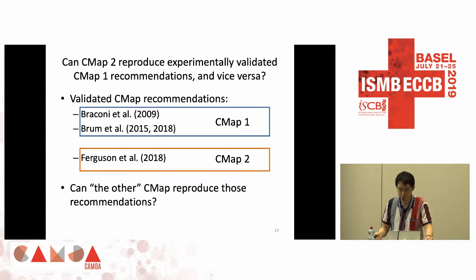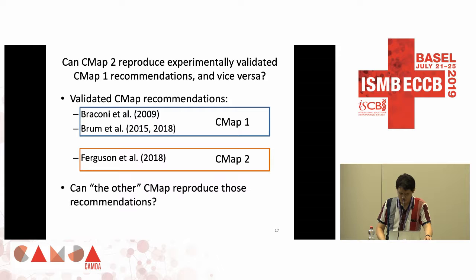This test is a little difficult for us to perform, partly because not all of the papers provide the original query signatures they used, or there are other complications. Regardless, we found three sets of signatures we could use from four different papers. Three of the papers used CMAP1, and one used CMAP2. In the interest of time, I'll be showing the results for Brum et al. and Ferguson et al.